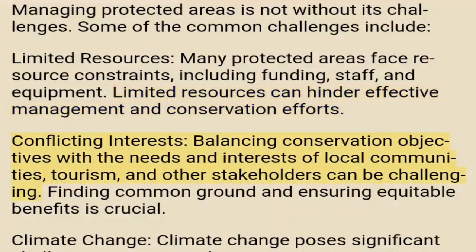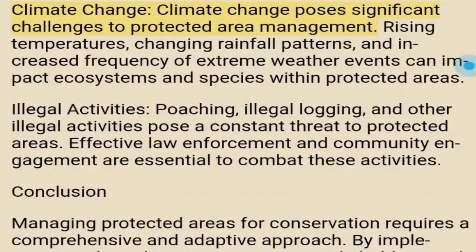Conflicting interests. Balancing conservation objectives with the needs and interests of local communities, tourism, and other stakeholders can be challenging. Finding common ground and ensuring equitable benefits is crucial. Climate change. Climate change poses significant challenges to protected area management. Rising temperatures, changing rainfall patterns, and increased frequency of extreme weather events can impact ecosystems and species within protected areas. Illegal activities. Poaching, illegal logging, and other illegal activities pose a constant threat to protected areas. Effective law enforcement and community engagement are essential to combat these activities.